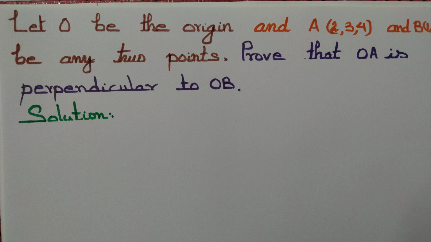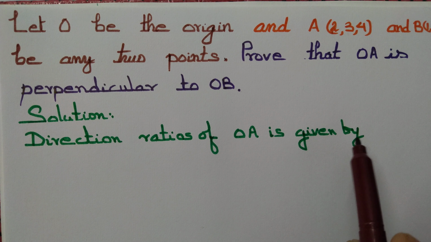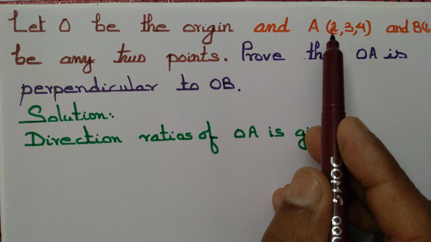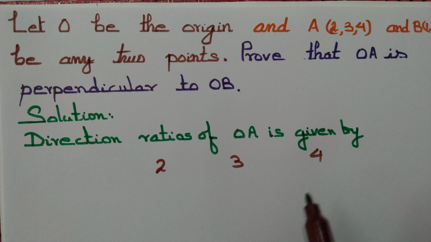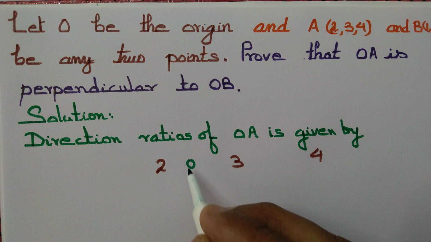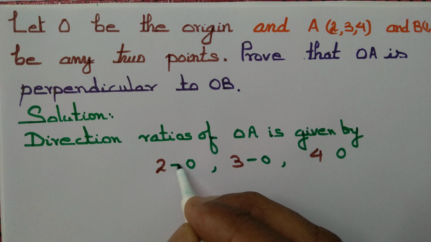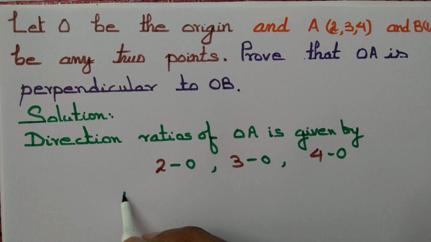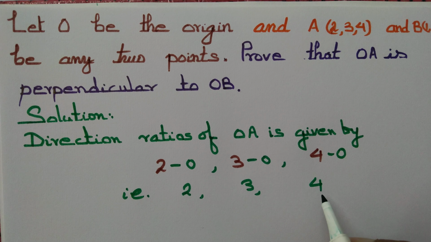Let us find the direction ratio of OA. Direction ratio of OA is given by just writing the coordinate of A, 2, 3, 4, and writing the coordinate of origin, that is 0, 0, 0, and taking the difference, that is 2, 3, 4. Okay, we got the direction ratio of OA.